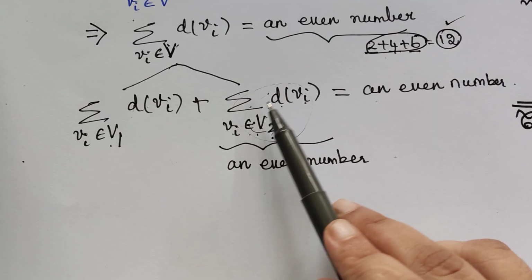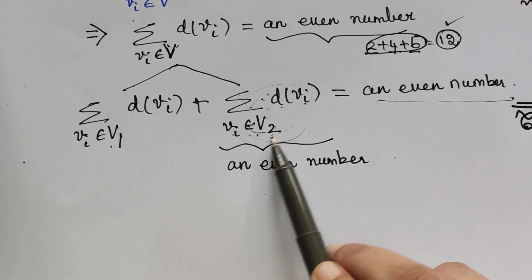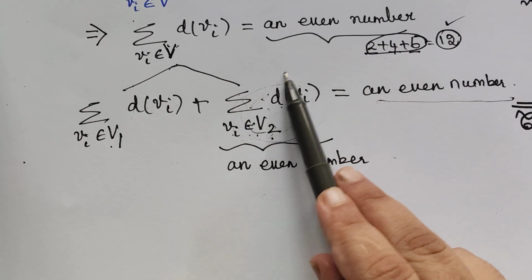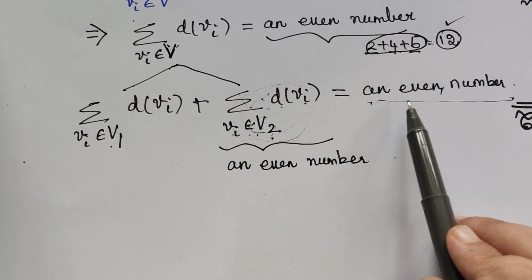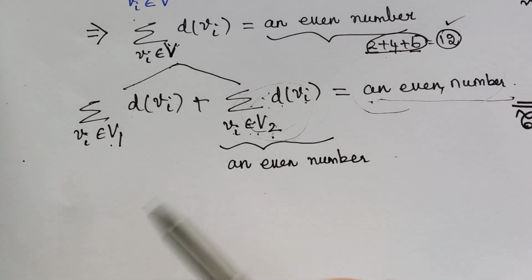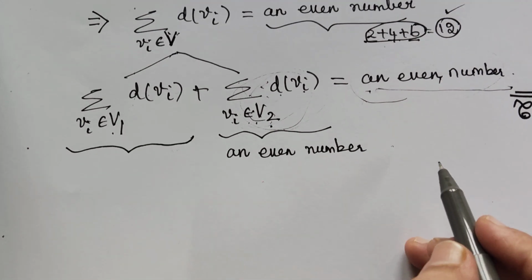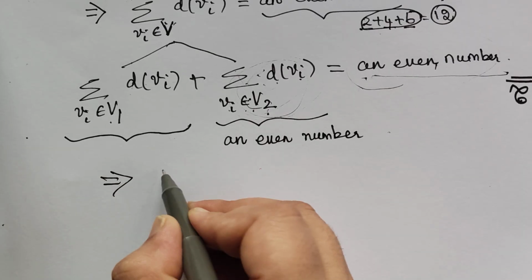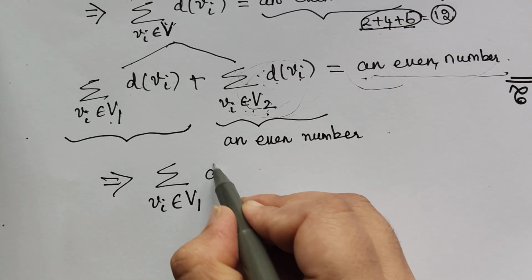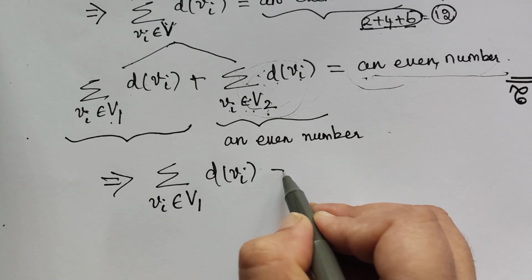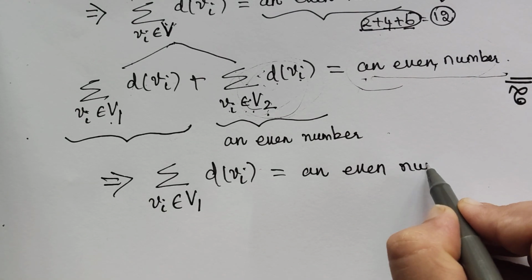So if this is an even number, then here also you have an even number, here also you have an even number. So when you take it to the other side, it will be an even number minus an even number, which will again be an even number only, which will imply that this is also an even number. So this implies summation of d(vi), vi element of V1, is equal to an even number.